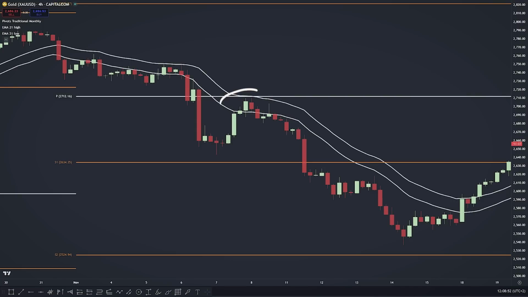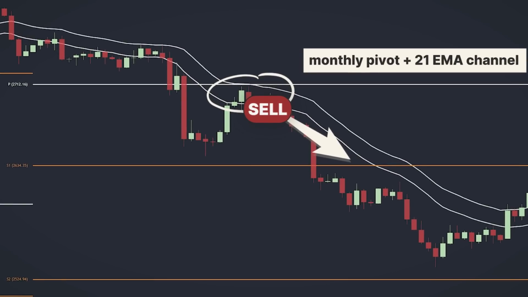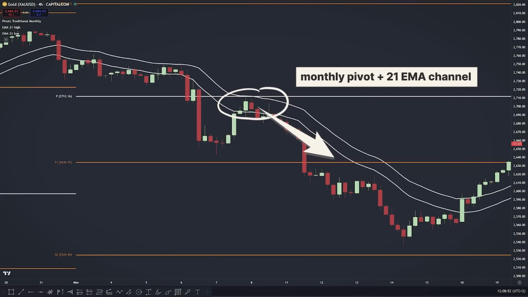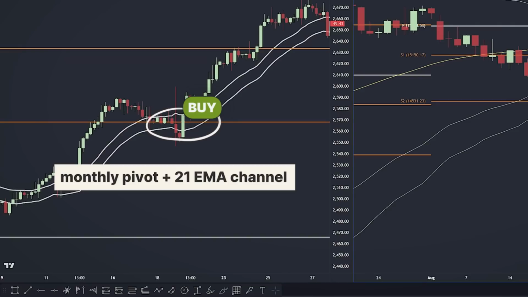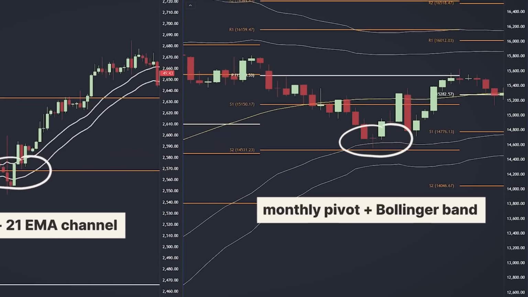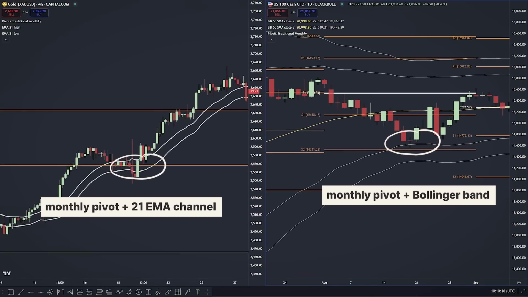This approach is perfect for beginners or traders that don't have much time to trade. You do not rely on guesswork. You have specific levels to watch: monthly pivots, Bollinger Bands, or the 21 EMA channel. As a swing trader, you can check the chart once or twice a day. You do not need to watch every minute. You can quickly spot potential setups, place alerts, and plan your trades in a structured way.